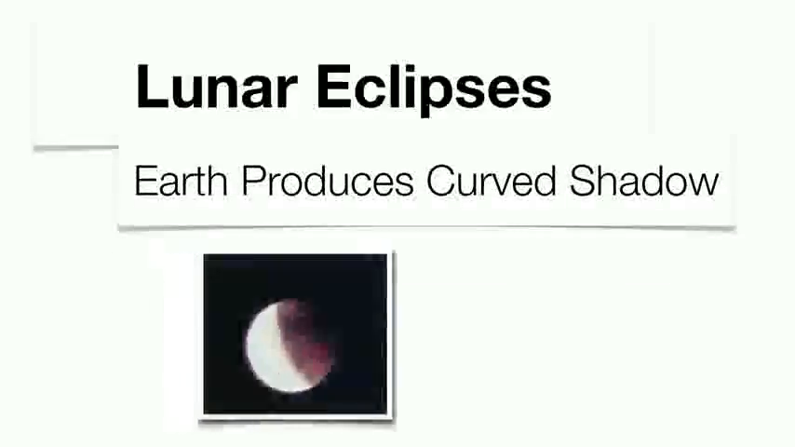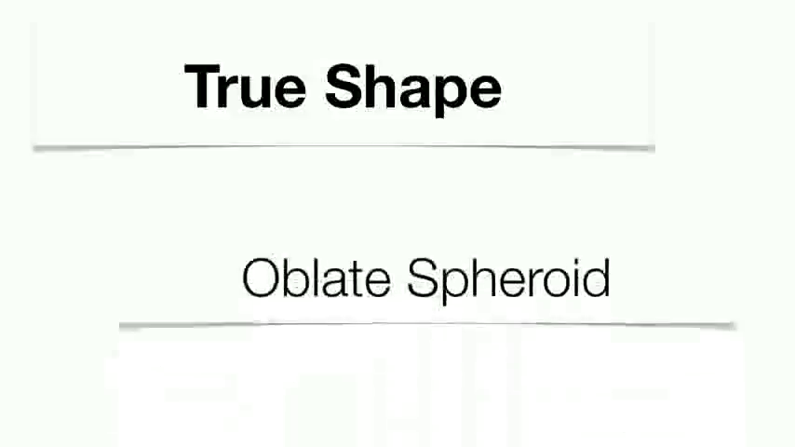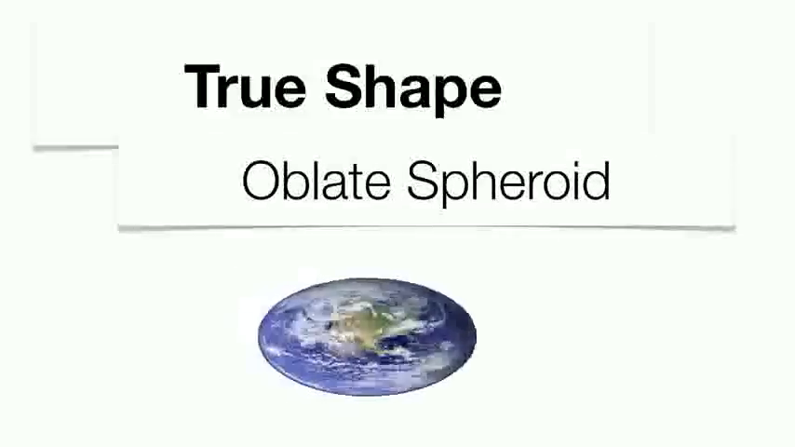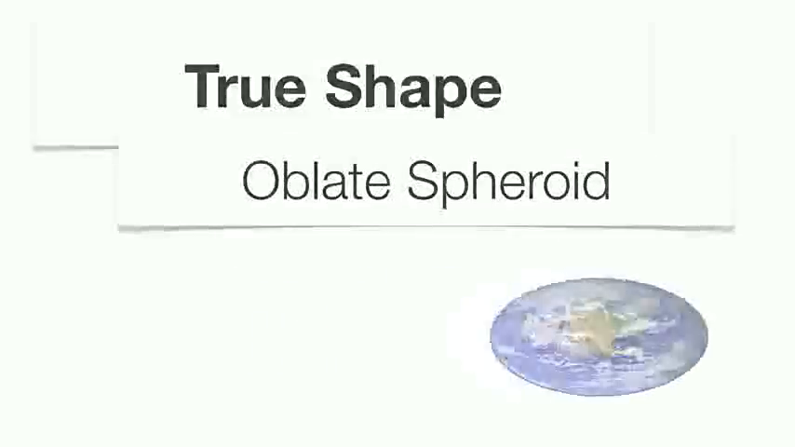Now there's two shapes to the Earth that we need to identify with. The first one is what we call an oblate spheroid. Basically, because of Earth's rotation, the Earth flattens at the poles and bulges at the equator. This is the true shape of the Earth. You compare that with the apparent shape, basically what the Earth appears to look like. It appears to look like a perfect circle.